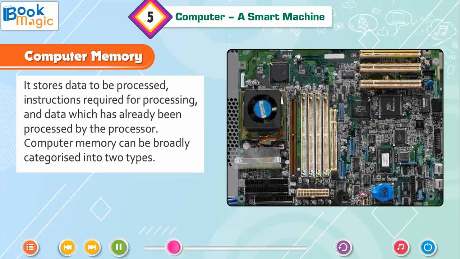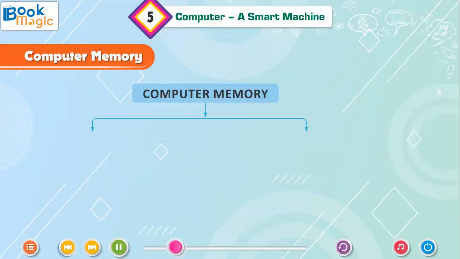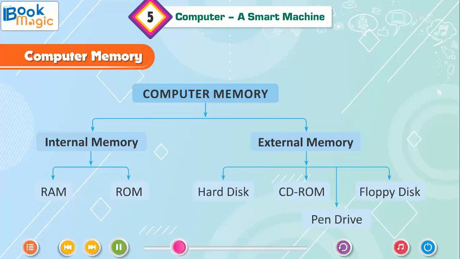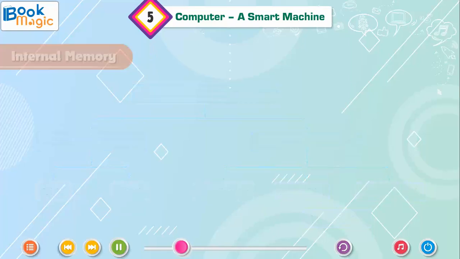Computer memory can be broadly categorized into two types. Computer memory: internal memory, external memory, RAM, ROM, hard disk, CD-ROM, floppy disk, pen drive.